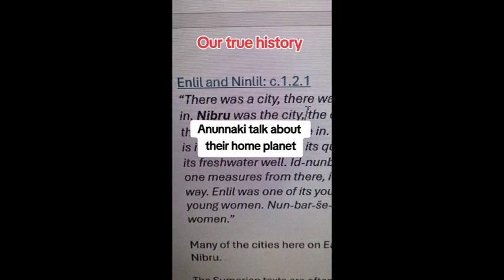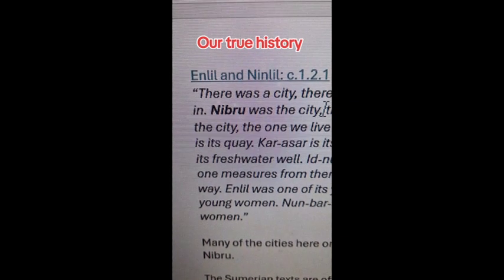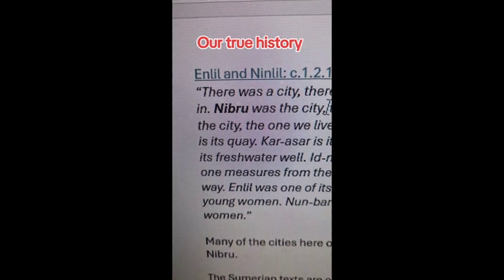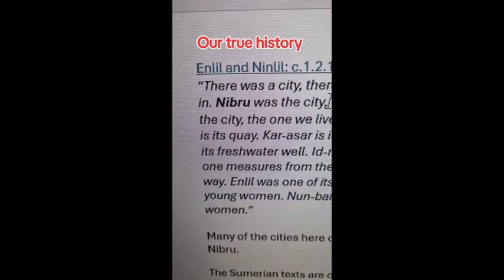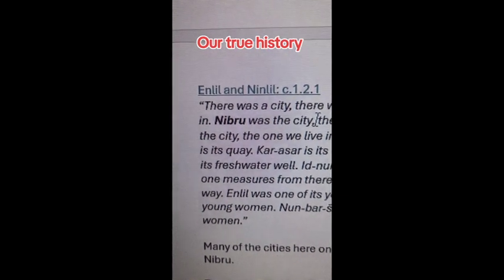Did you know the Anunnaki spoke about their home planet? So here in a tablet called Enlil and Ninlil, they spoke about Nibiru, which was also, we know it as Nibiru. There was a city, the one we live in. Nibiru was the city, the one we live in.